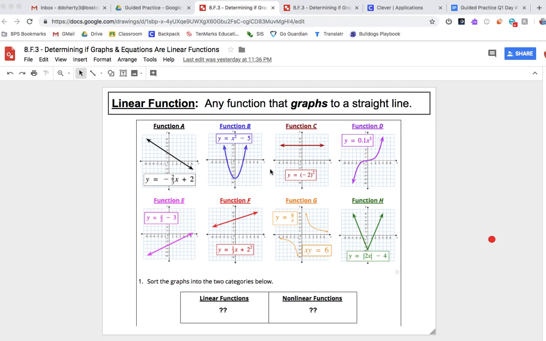This video focuses on linear and nonlinear functions. Specifically, we're going to work on determining if graphs and equations are linear or nonlinear functions. First, we need to know the definition of a linear function. A linear function is any function that graphs to a straight line.